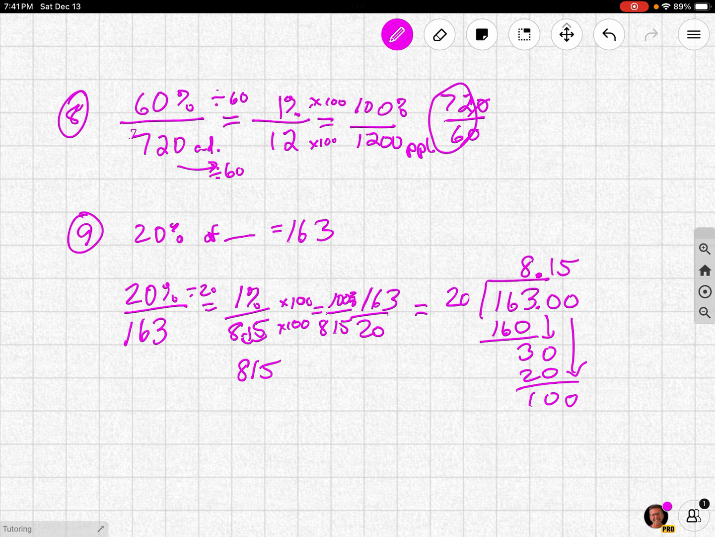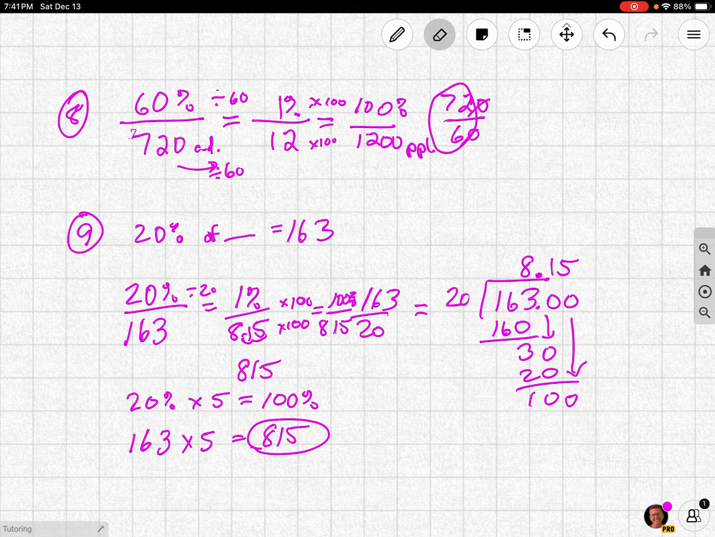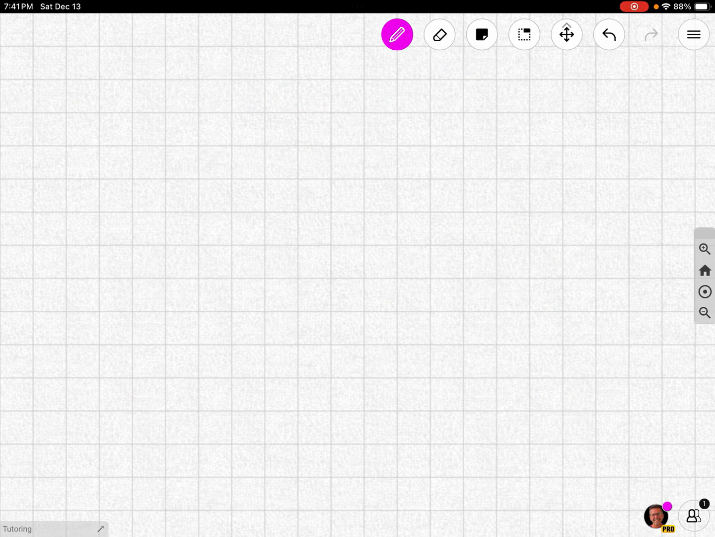Now, there was a different way you could solve that if you think logically. 20% is a nice round percent that we can get into 100% easily, by multiplying by 5. So if 20% is 163, all we have to do is multiply that by 5, and then we would get our answer of 815. Okay, another way of looking at that problem. And last but not least, let's look at number 10.